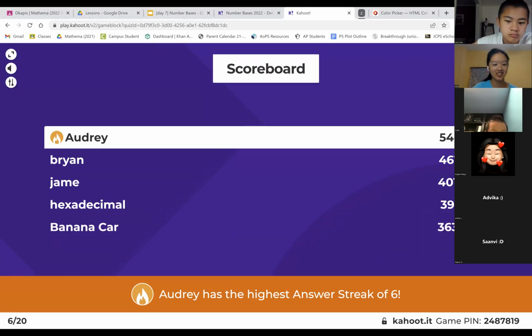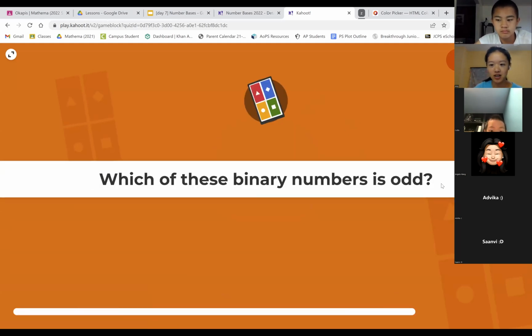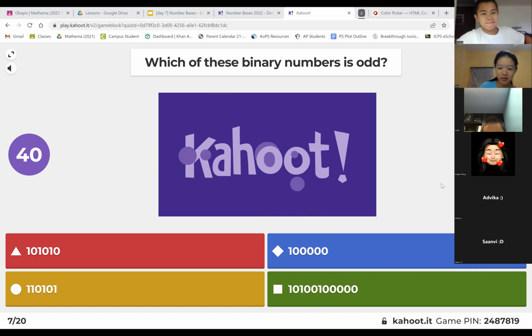Oh no. Okay, which of these binary numbers is odd? Okay, for this, I'll give a hint. You only need to check the last digit because remember, all the place values are always even except for the last digit. And the last digit is like 2 to the 0 power, right? That's 1. So you should probably be able to reason it out based on that.